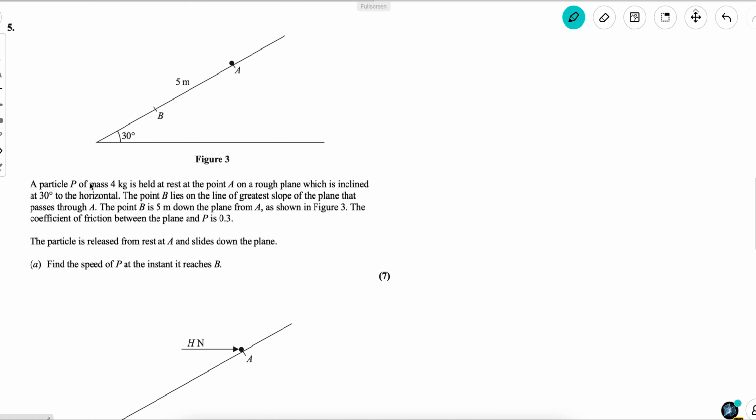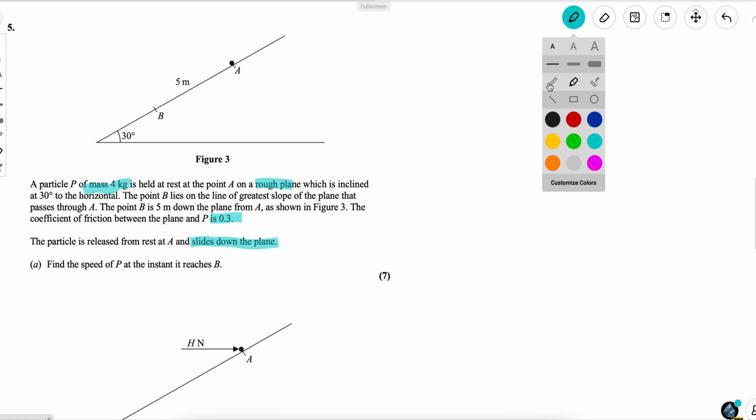A particle of mass 4 kilograms is held at rest at the point A on a rough plane inclined at 30 degrees to the horizontal. B lies on the line of greatest slope for the plane and passes through A. That's as standard. The point B is 5 meters down, as shown. The coefficient of friction between the plane and P is 0.3. The particle is released from rest and slides down the plane.